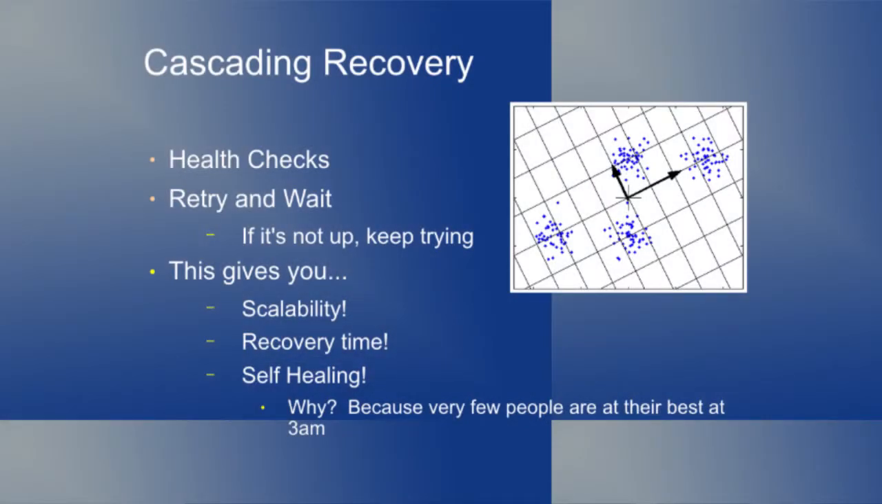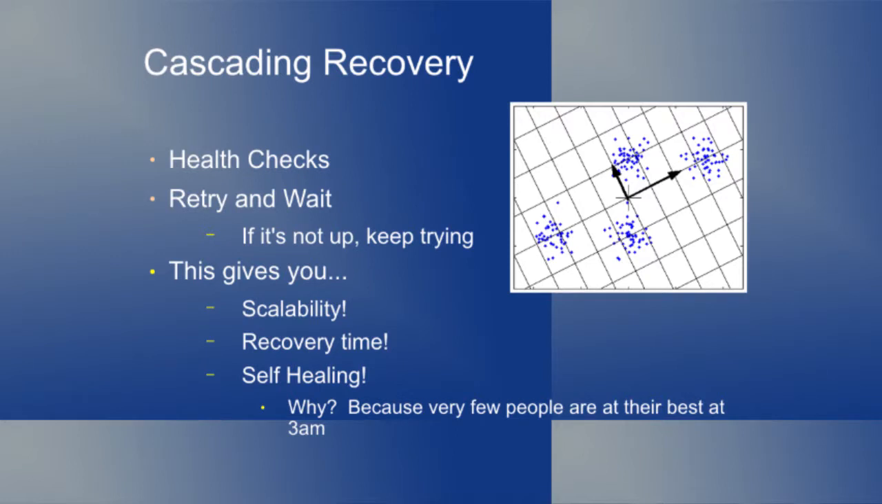What we want is cascading recovery. We achieve that by building health checks, and we have our pieces retry and wait. Is the database up yet? No. All right, I'll wait a few seconds to try again, and keep doing that. Gives you a much more scalable process, gives you better recovery time. I fix the problem, and then I step back and watch it recover. It gives me the self-healing.